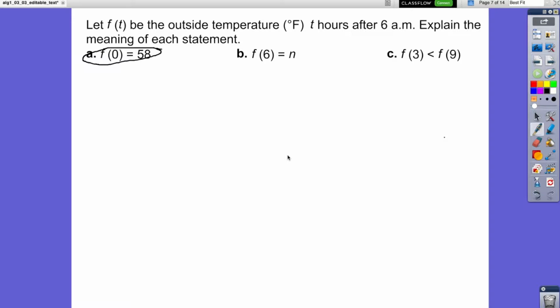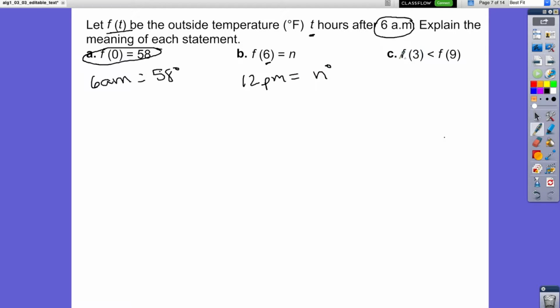I'm doing example 2 on page 122, interpreting function notation so you understand it. Okay, this first one. So let f of t be the outside temperature t hours after 6 a.m. So if this is 0 hours after 6 a.m., it means that at 6 a.m. it is 58 degrees outside. So t is 6 hours after 6 a.m. So that means at 12 p.m. it is n degrees outside.